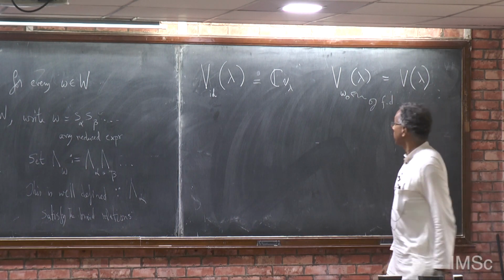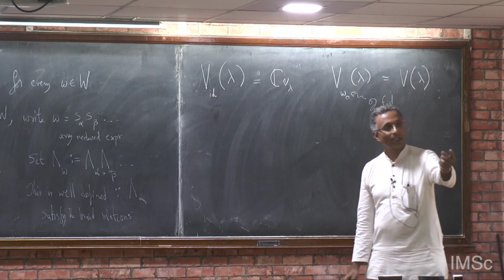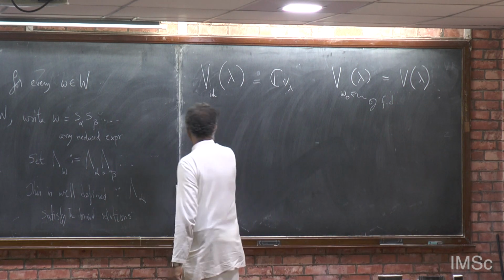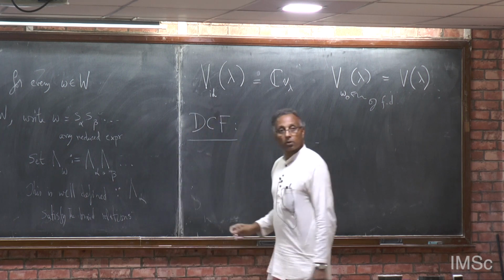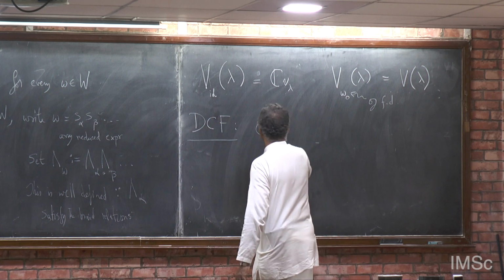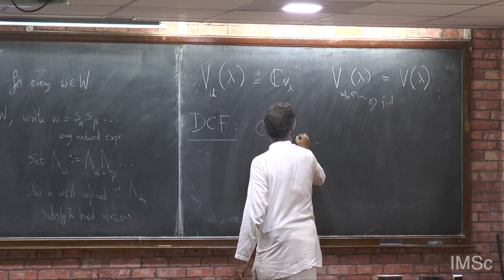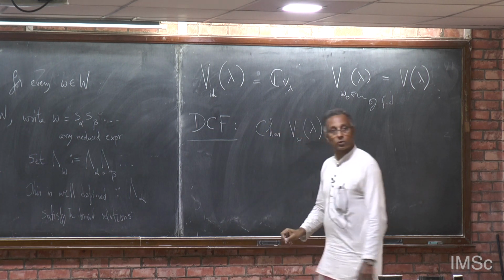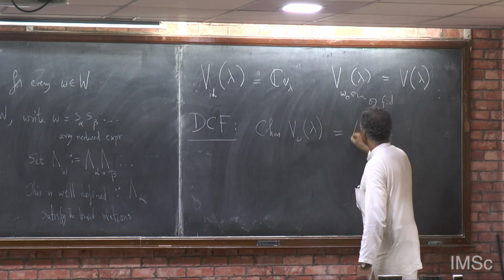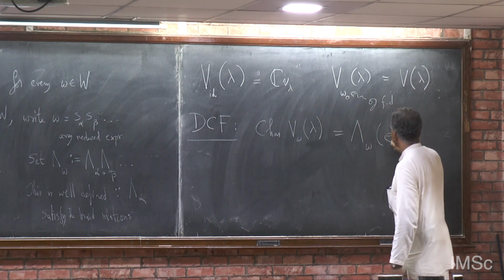Okay, so let's state the Demazure character formula. It states the following: the character of V_{w lambda} is the simplest thing you can imagine.